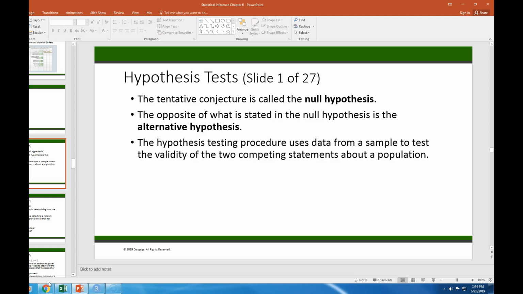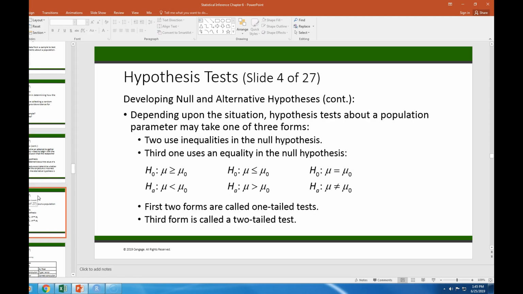The context of the situation is very important in determining how the hypothesis should be stated, and all hypothesis testing applications, all of them, involve random sampling and using sample results to provide enough evidence to draw a conclusion about the whole population. So the null and alternate hypothesis, depending on how you formulate them, can fall under one of two categories. The first one is called a one-tail test, and the second one is called a two-tail test.